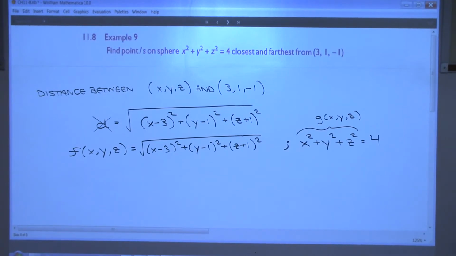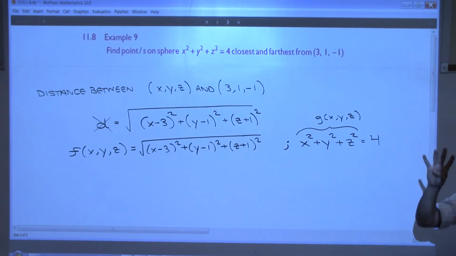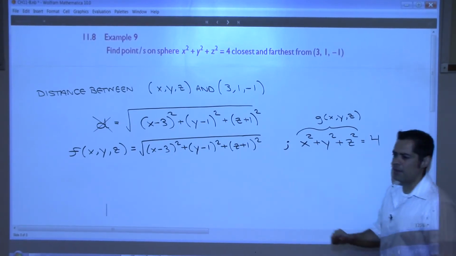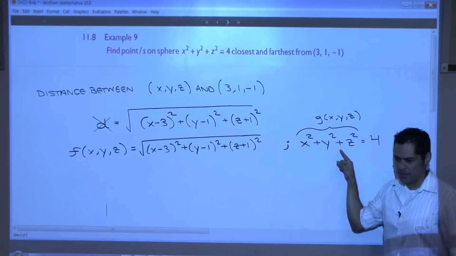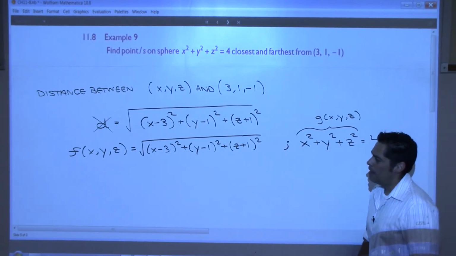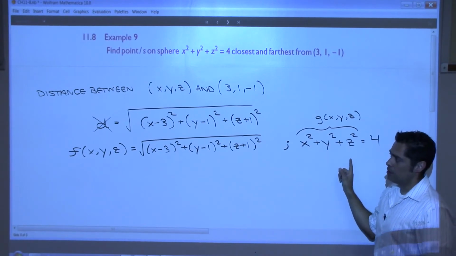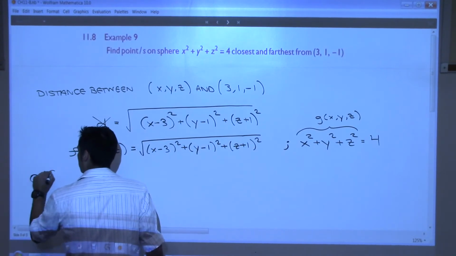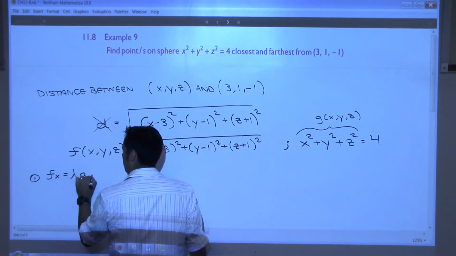Now what we need is to find an x, a y, a z, and a lambda that make this true and make the gradient of this a scalar multiple of the gradient of this. So how many equations am I actually going to have here? Four. It'll be three from the gradient, and then a fourth one is this one. So let's write down these four equations. The first equation is going to be the partial of f with respect to x must equal lambda times the partial of g with respect to x.